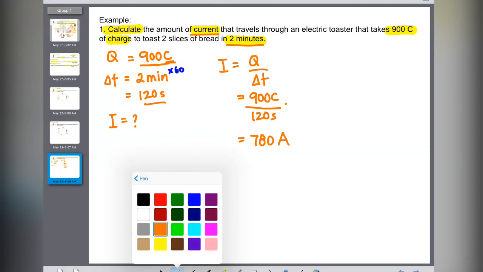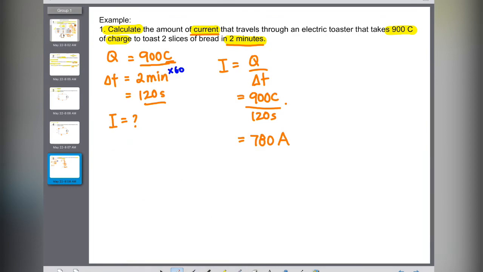Okay, so how do you get full marks? Just like always, your success criteria is you always have to put in the equation. You show the substitution and you get the answer. You would lose half a mark if you're missing the unit. And you would lose a mark if you forget to convert.